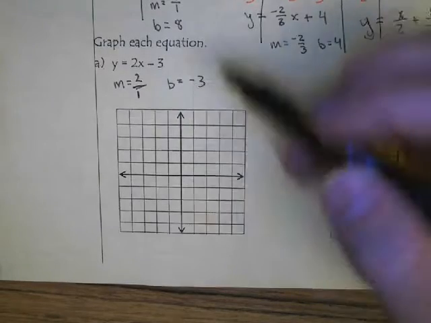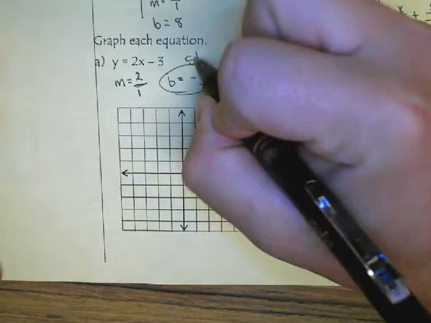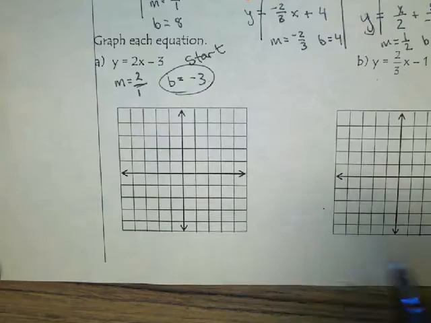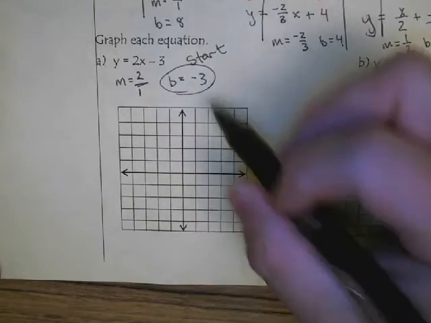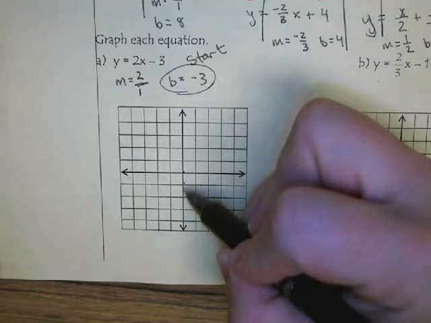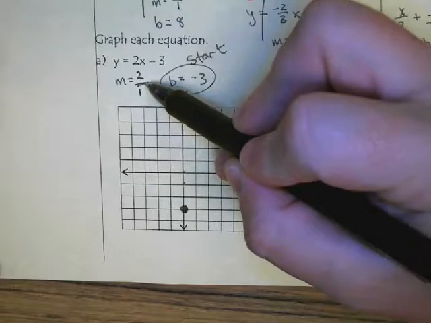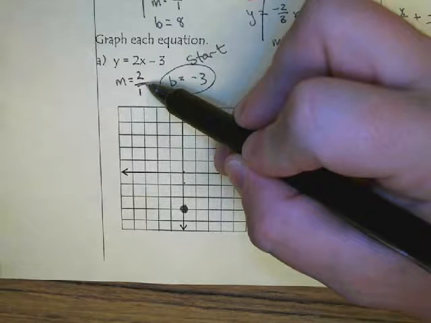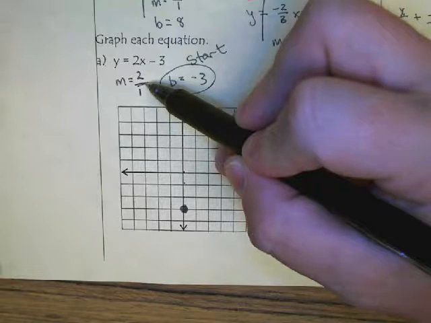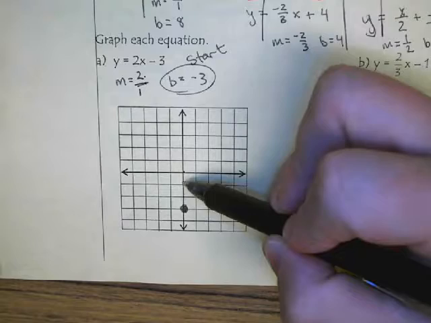So that's my first point. I start here. I start at my y-intercept, then I use my slope to find my next point. So we'll start at the y-intercept. It's crossing the y at negative 3: 1, 2, 3. Now I use my slope to find my next point. And that's when those words rise over run come in, because I will rise 2, and I run 1. Boom.